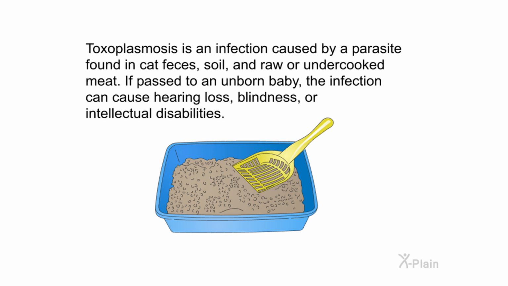Toxoplasmosis is an infection caused by a parasite found in cat feces, soil, and raw or undercooked meat. If passed to an unborn baby, the infection can cause hearing loss, blindness, or intellectual disabilities.